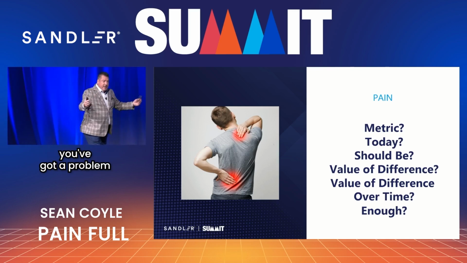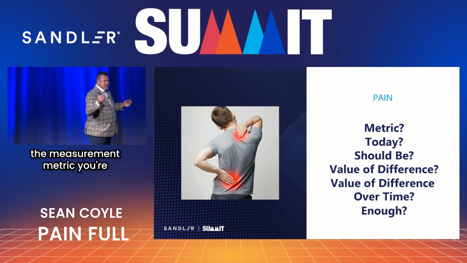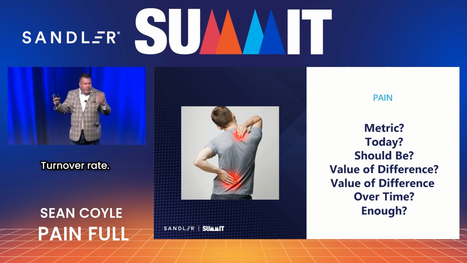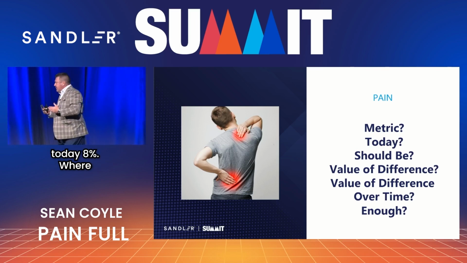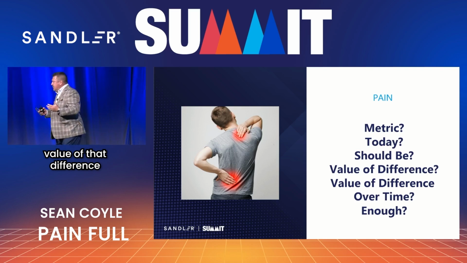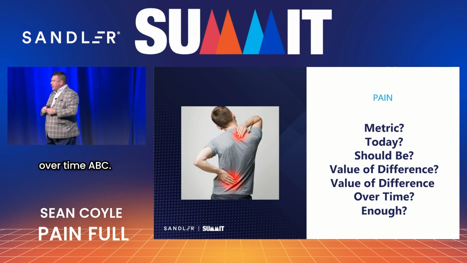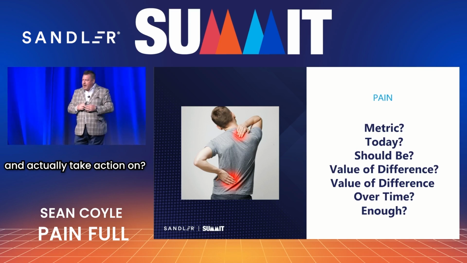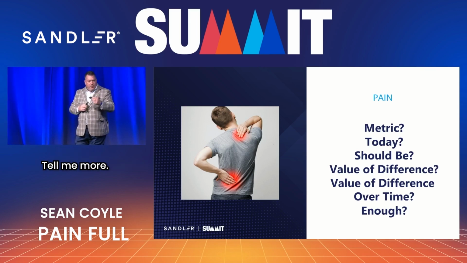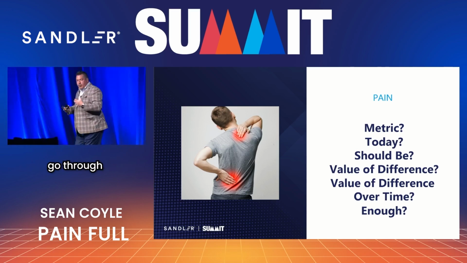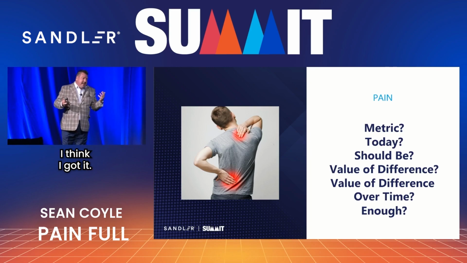Right, so you say you've got a problem in this area. Well, what's the metric you're using today to identify that problem exists? Turnover rate. Well, where is it today? 8%. Where should it be? 2%. What's the value of that difference? XYZ. What's the value of that difference over time? ABC. Is that enough to care about and actually take action on? You're darn right it is. Tell me more. Be specific. Right? We're filling this conversation with pain. So just don't go through that metric and say, I think I got it.